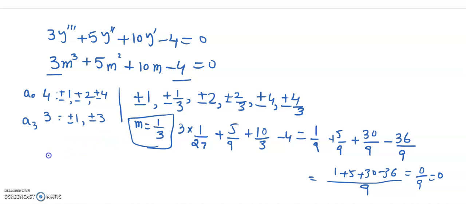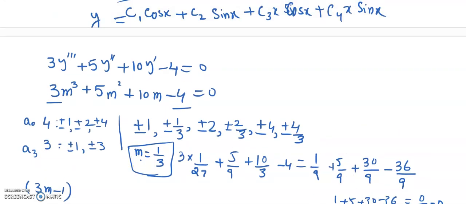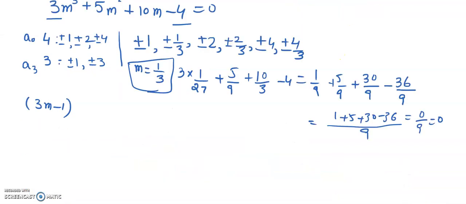So if m = 1/3 is the root, that means 3m minus 1 is a factor of this equation. If 3m minus 1 is the factor, then what is the other factor that we can find from long division? Okay, so we can perform the long division here. 3m minus 1 into 3m cubed plus 5m squared plus 10m minus 4.